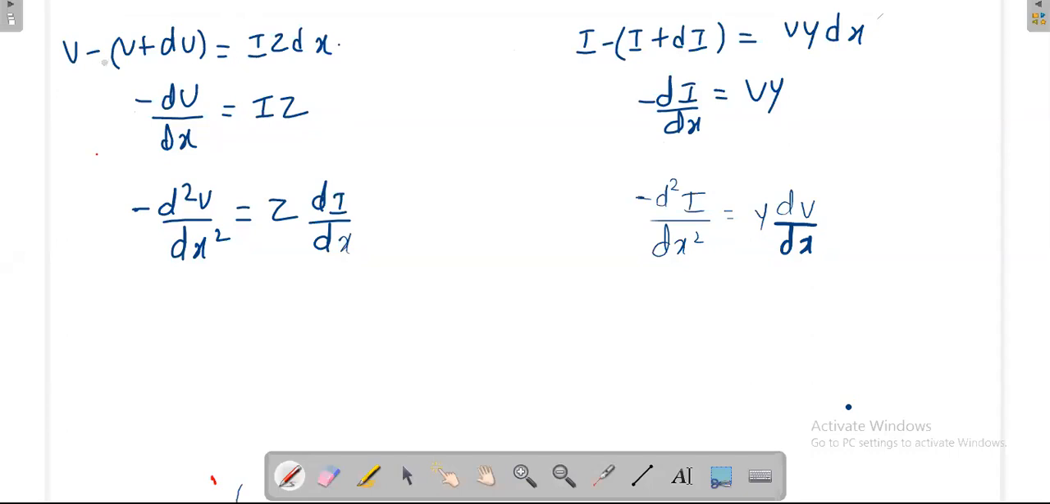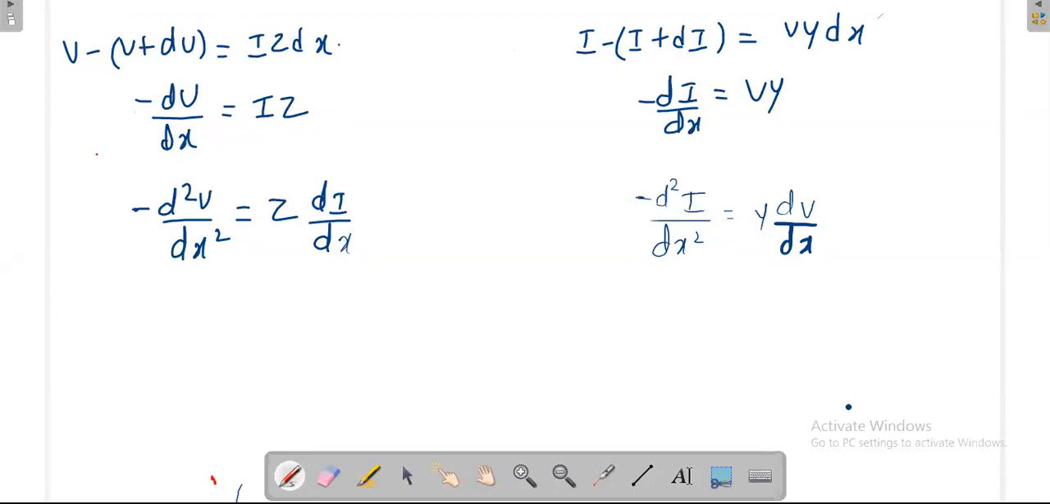Last class we saw V minus (V plus delta V) is equal to I Z dx. Similarly, I minus (I plus delta I) is equal to V Y dx. Once we cancel, minus dV by dx is equal to I Z. Similarly, here minus dI by dx is equal to V Y. Then I make one more differentiation.